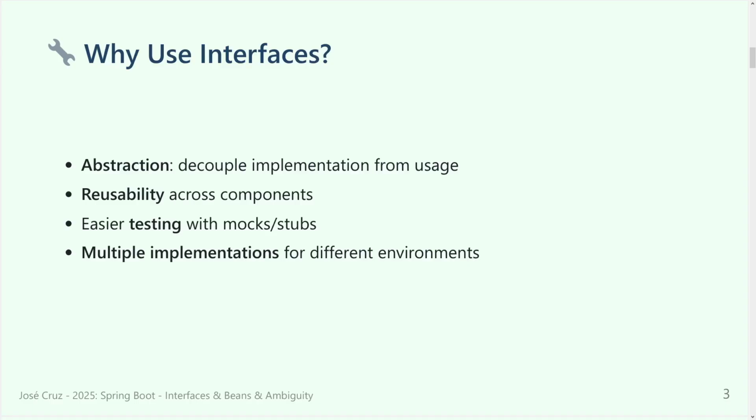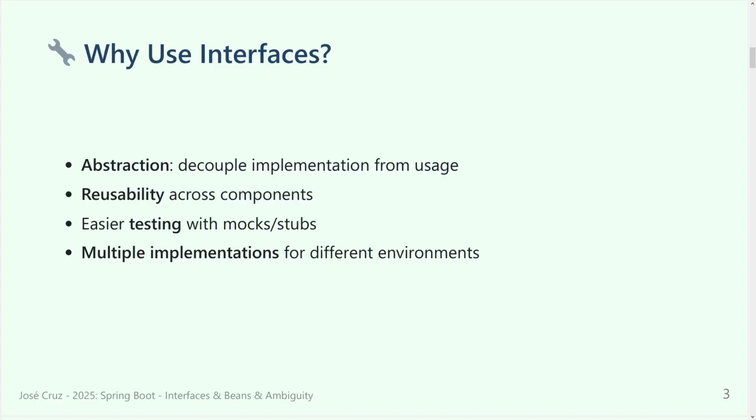It's always a good practice when we are developing. First is the abstraction, because it decouples the implementation from usage, and if it's decoupled, we can, for instance, replace one instance with another one for testing or other kinds of purposes. So reusability across components, easier testing with mocks and stubs. Again, we can replace a real class with a mock one, so we can test our application without using the real database or real external system or a real file system and so on.